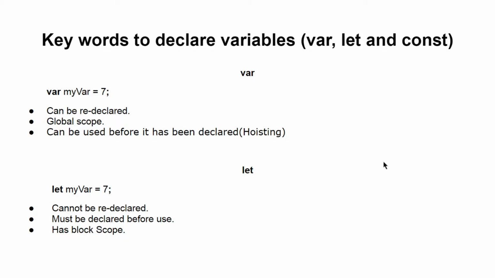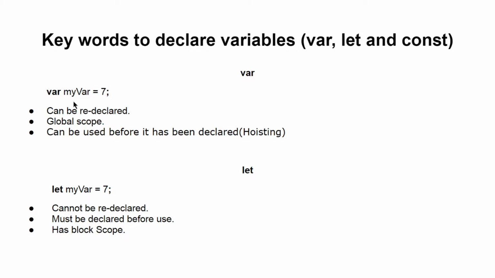When you want to declare variables in JavaScript, you can use different keywords. Those keywords are var, let, and const. And according to the keyword that you are going to use, the variable is going to have a different behavior. Okay, the first keyword is var.